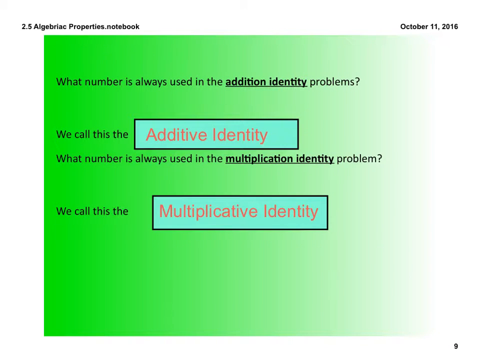So what number is always used in the addition identity problems? What are we adding to not change anything? We're adding 0. We call 0 the additive identity. And the number that's always used in the multiplication identity problems is the number 1, and the number 1 is the multiplicative identity.